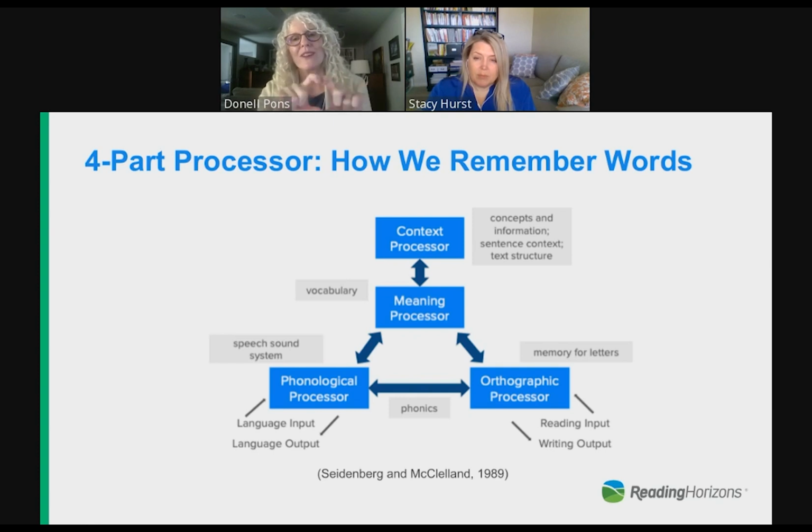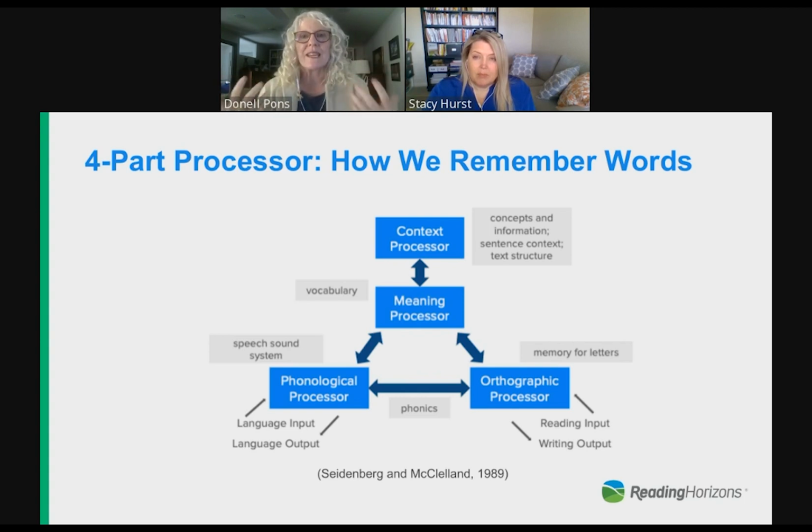Notice the arrow that goes directly over to the orthographic processor. That's the memory for letters, that reading input, writing output. So that's that sound to symbol relationship and teaching that. And as Stacy has already mentioned, some languages are more challenging, right? They have a more challenging orthography.